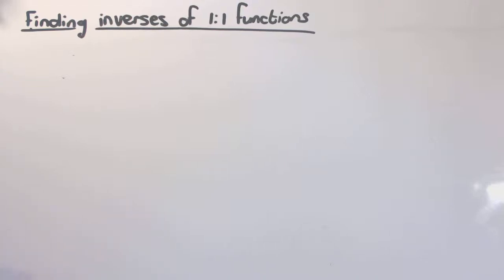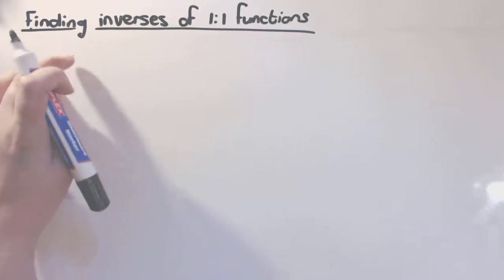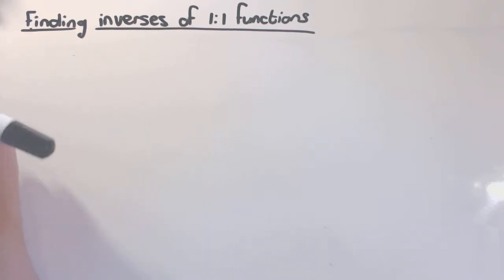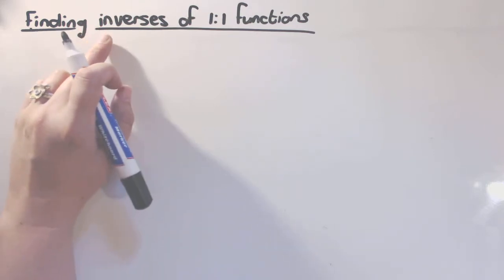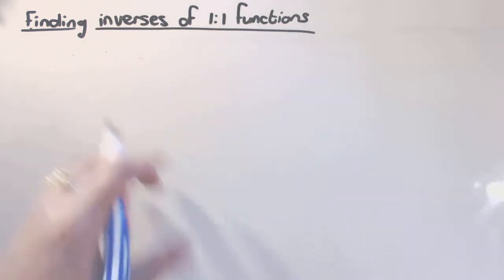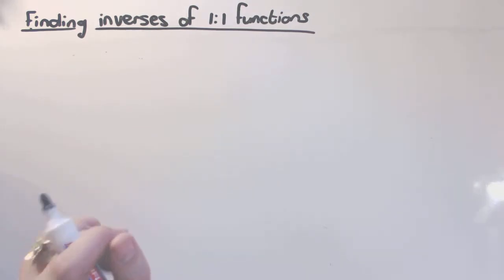Finding inverses of one-to-one functions. Now, when finding the inverse of a function that is already one-to-one, the inverse of the function will also be a one-to-one function, and therefore you can just straightforwardly find the inverse, and that will be a one-to-one function also.